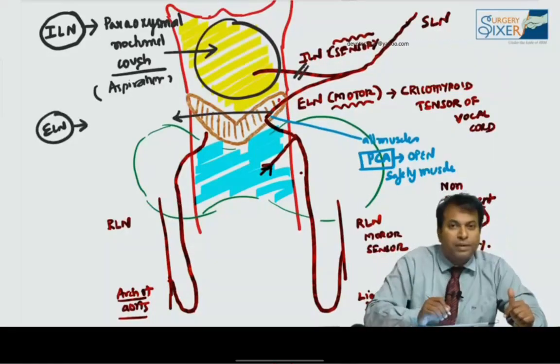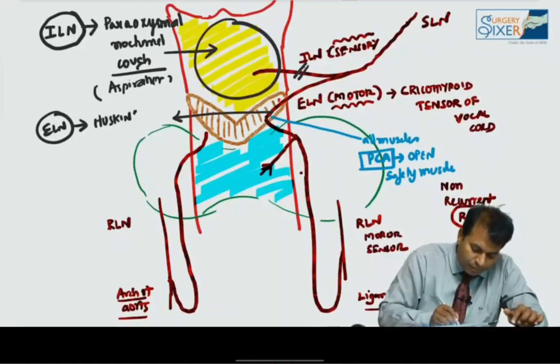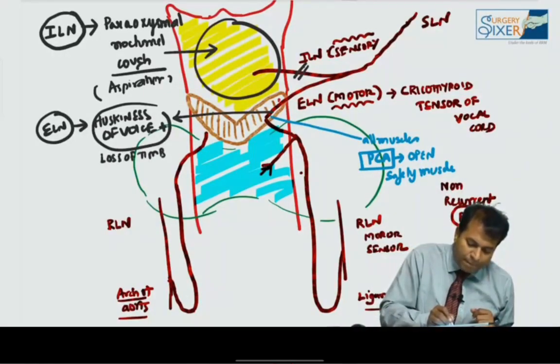If external laryngeal nerve is damaged, what will be the complication? What symptom will the patient come to you with? When the patient tries to shout, his voice will become husky. There will be huskiness of voice. Please don't forget, there will be huskiness of voice. If external laryngeal nerve is injured, there will be huskiness of voice, also known as loss of timbre of voice.